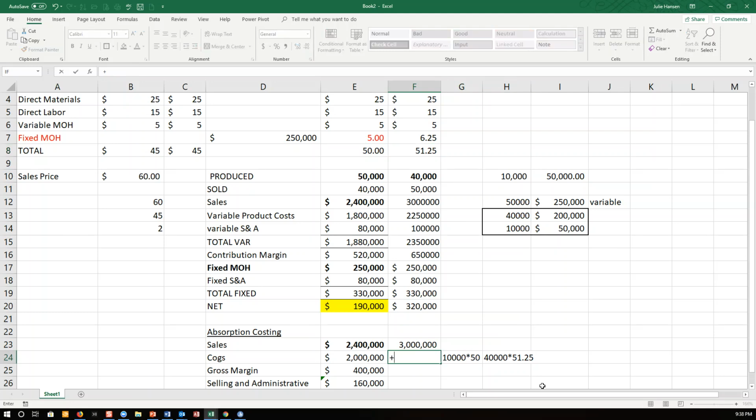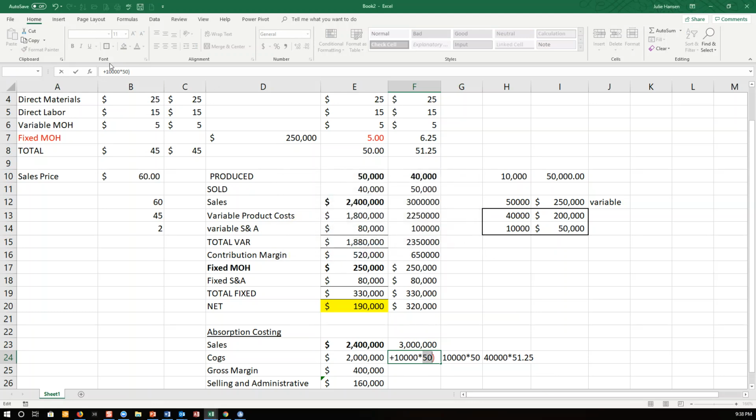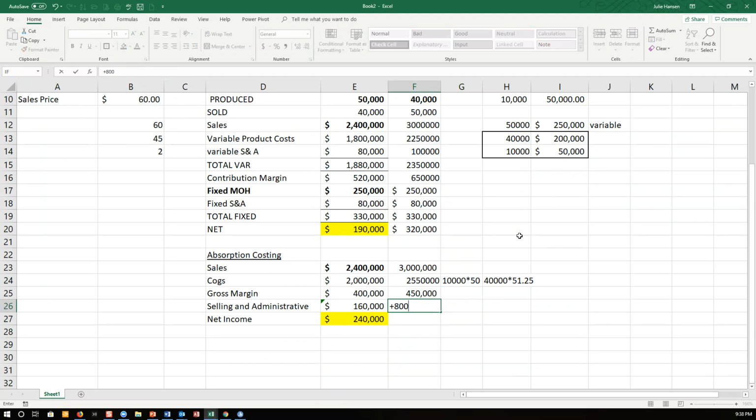So I'm going to take 10,000, multiply that times 50, do order of operations here, I always forget that. Oh gosh, sorry, here we go. And then I'm going to add that to the 40,000 times the 51.25, and there is my cost of goods sold. So my gross margin will simply be my sales less this. My selling and administrative are going to be slightly different because I had my fixed at $80,000. Plus, I'm going to add that $2 times how many I sold. In this case, this year it's 50,000. And my net income is going to be my gross margin less my selling and administrative. And that is that.